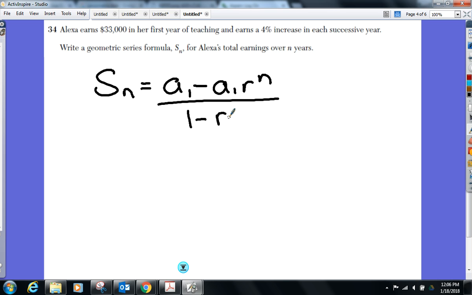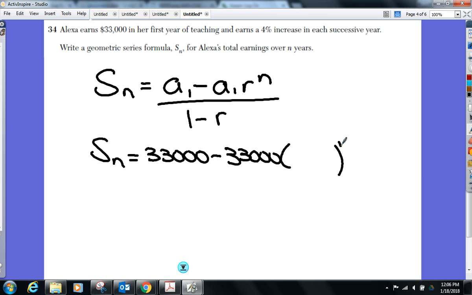Ready to go? All right. N years, so n's going to stay n. First term. First year, 30 grand. 33 grand, sorry. Minus, first term again, 33,000. And here's where you may get tripped up. N's going to stay n. And this r does not mean rate. Anybody remember what it was for a geometric sequence? Common ratio, that's what you're multiplying by, right?